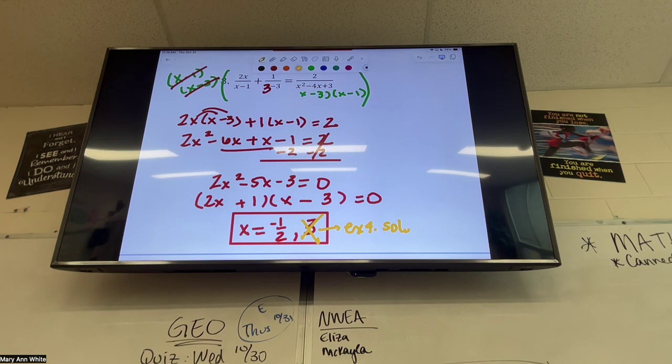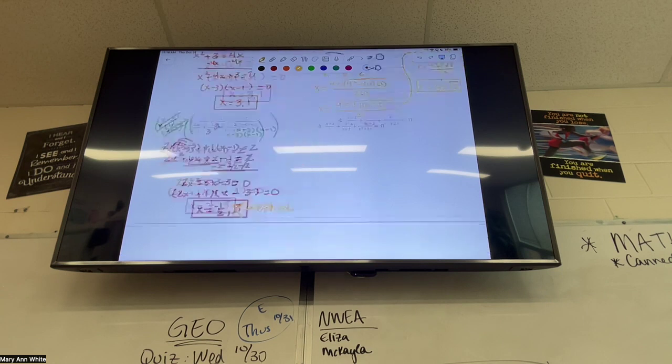I need you to check. You're welcome to erase it and only have -1/2. But I like to show that I solved it, I factored it, I did all the right steps, it just didn't work out, and that's just the answer that I checked and I found as the extraneous solution. Okay, everybody good with that?